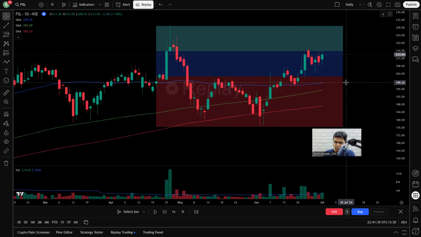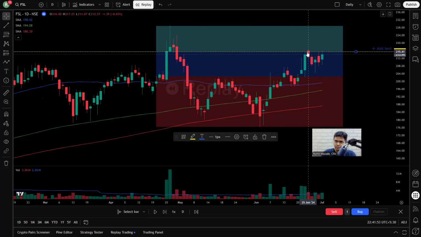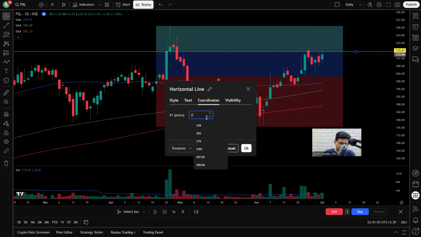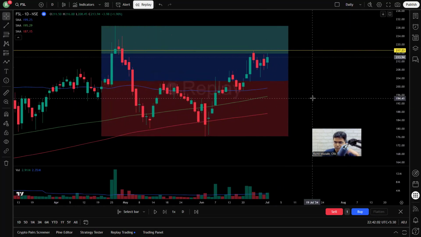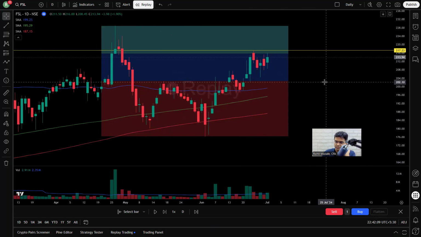8% would be the maximum stop loss I would keep. It doesn't matter whether it's a swing trade or a positional trade. 8% is my standard stop loss. Now, in this case, point number 3, which is the high of this candle, which is 217.23, that's the pivot point. And if this were a swing trade, I wouldn't buy the stock. I would give it some time. If this were a positional trade, I might have considered the stock.